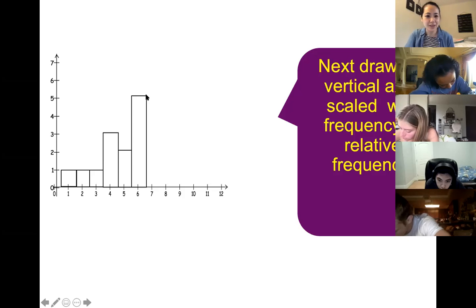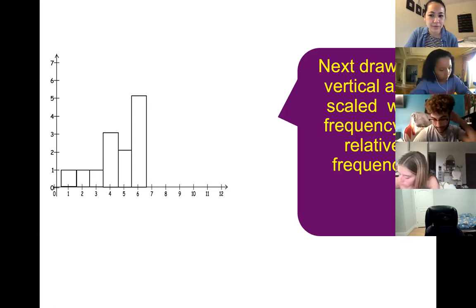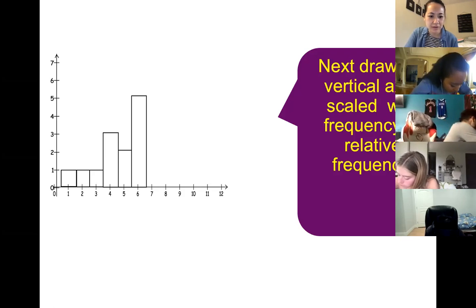Nice. Okay, 7. How many 7s? There are 7 7s. Ooh, there are 7 7s. Okay. 7 7s.